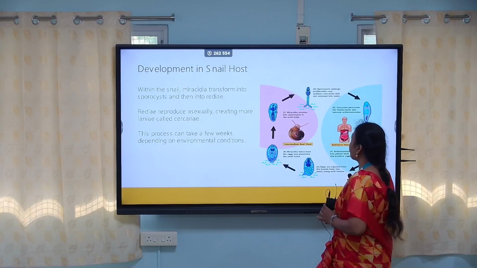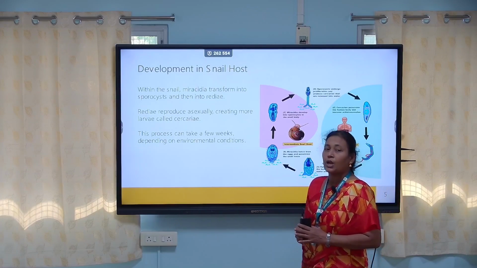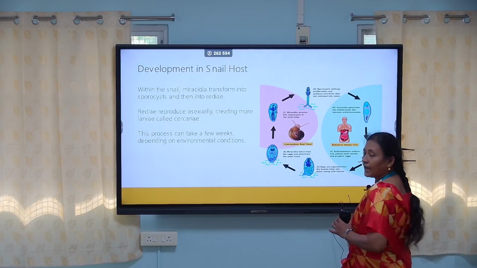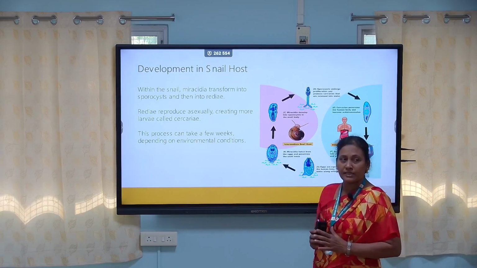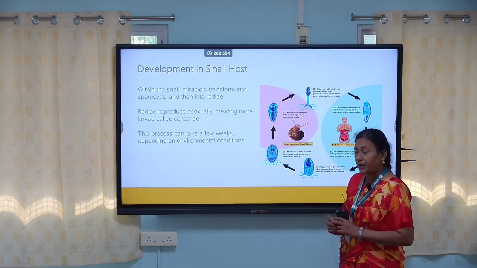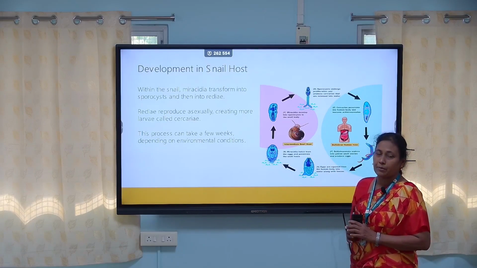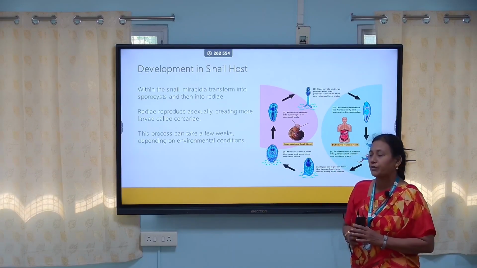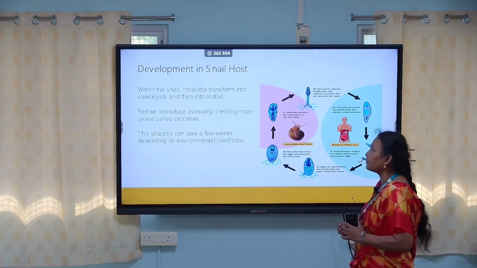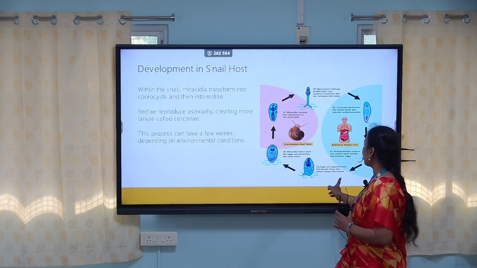The redia produces the Cercaria larvae, which penetrate human beings. From there it will go and attack the liver and live in the bile duct of the liver. This process will take several weeks, depending upon the environmental conditions. If it is favorable, it will happen within a few weeks. It reproduces asexually, creating more larvae called the Cercaria larva.